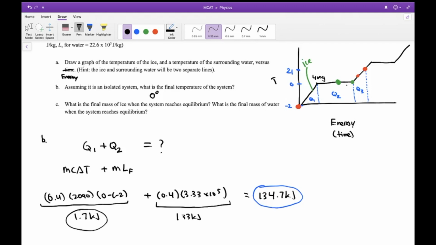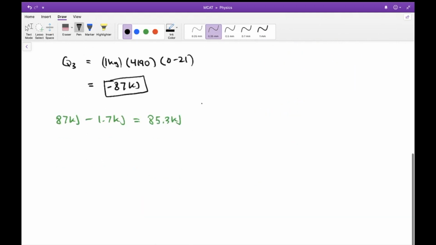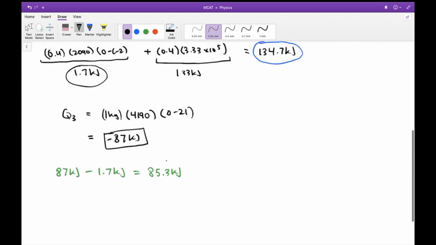Because the water wants to come down to 0 and the ice wants to, they want to equalize at some point. They're reaching some equilibrium. So however much energy this water can give to get down to 0 is what is given to the ice after it reaches this Q1. That might be a little complicated, but let's think about it this way. We only have 85.3 kilojoules left of energy to melt the ice starting at 0 degrees.